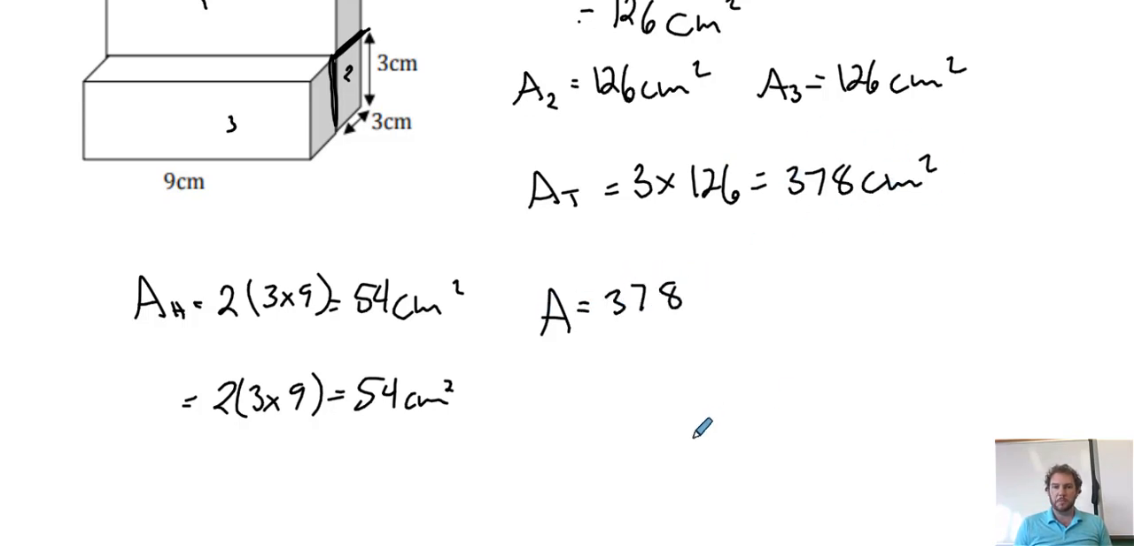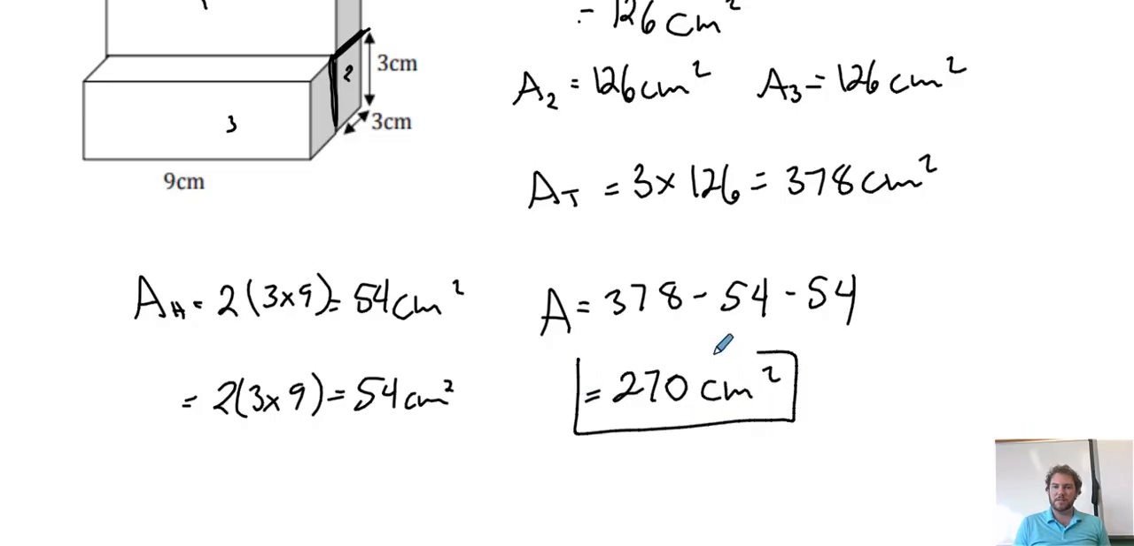The three rectangular prisms all added together, minus the hidden faces. So minus 54 minus 54. So that's 270 centimeters squared. And that 270 centimeters squared is my final answer. That is the area of all my objects that I can see, subtracted by any hidden faces.